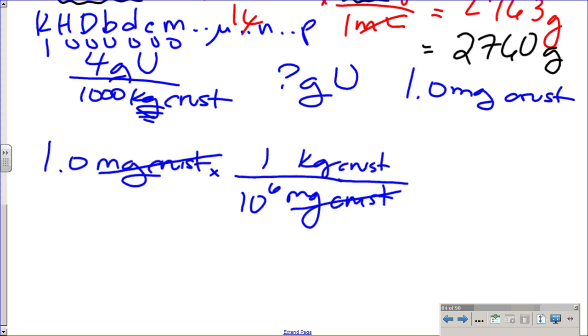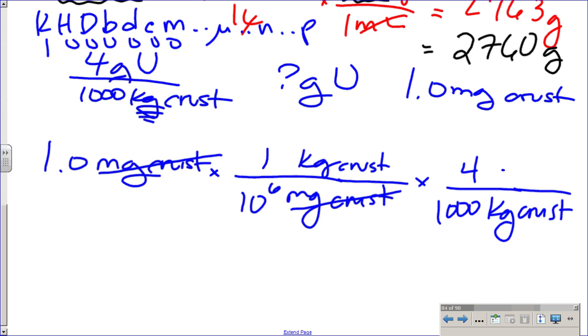Now I'm to the point where I can use a conversion factor, right? Because I see kilograms of crust right here, and I can implement it as the ratio is written. So I'm going to put that thing here, 1,000 kilograms of crust, and on top, 4 grams of uranium. Okay, to my desired unit? Yeah, cool. So I'm out here, okay? So my kilograms of crust go away. So 1 divided by 10 to the 6 times 4 over 1,000.